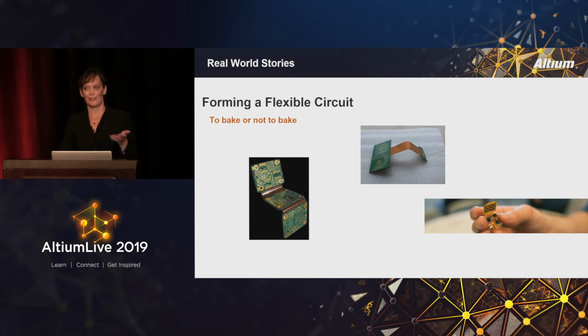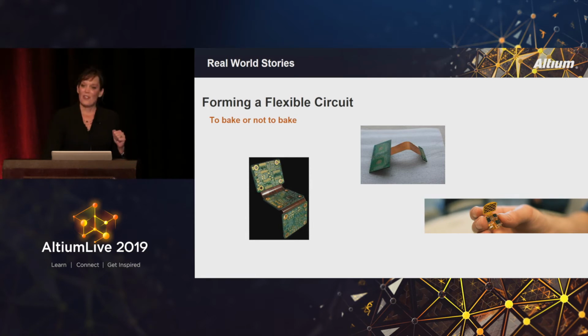I think what they were doing was very logical. Prior to doing the forming, they were giving it a bake. So just heating it up a little bit, getting the adhesive a little more pliable, so when they went to go make that form, it would bend a little bit easier for them. Seems like a logical thing to do.